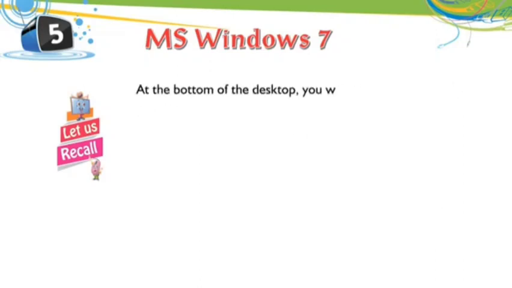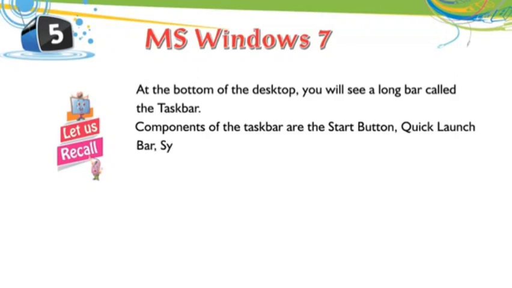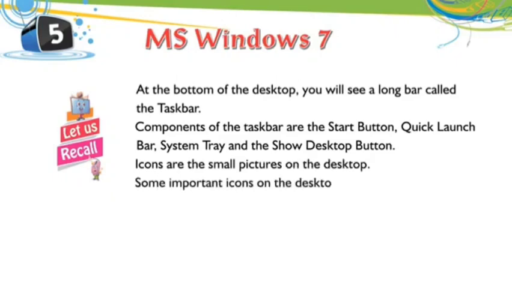At the bottom of the desktop, you will see a long bar called the taskbar. Components of the taskbar are the start button, quick launch bar, system tray, and the show desktop button. Icons are the small pictures on the desktop. Some important icons on the desktop are computer, network, recycle bin, etc.